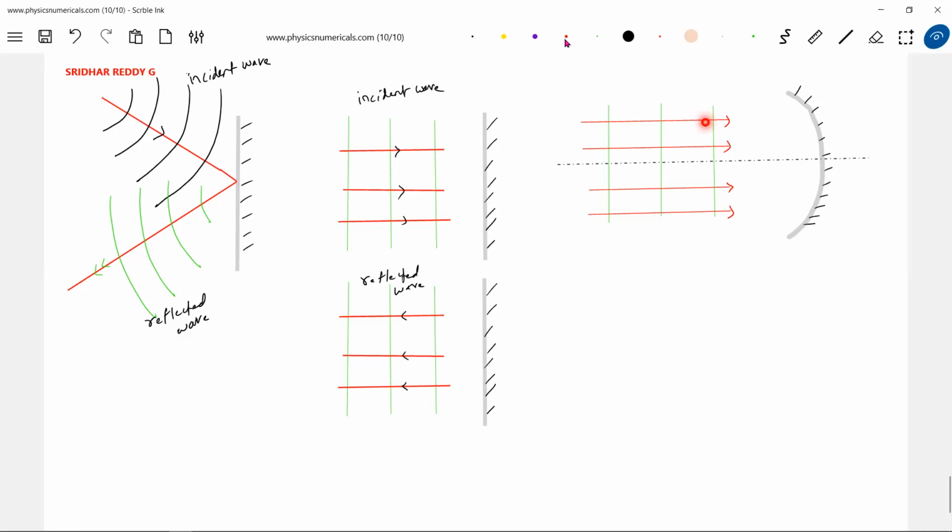What is the red color arrow? Direction of propagation of light. What about this green color one? They are the wavefront. The plane wavefront is incident on a concave mirror. After reflection, what will happen? Now, when there's a parallel beam of light, after reflection, the rays should pass through the focus.